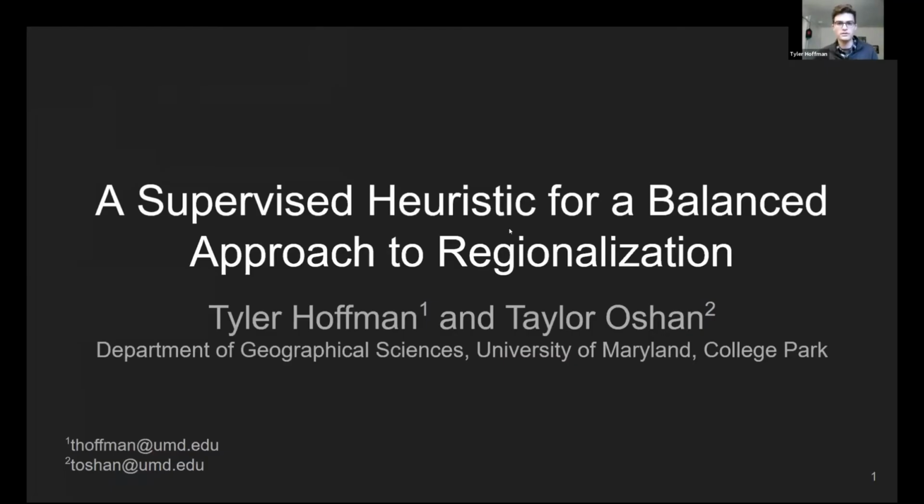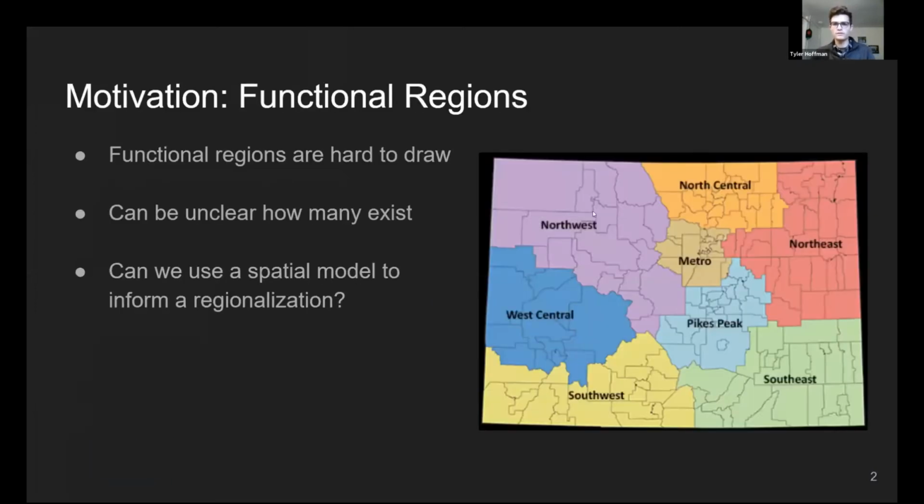My presentation is on a supervised heuristic for a balanced approach to regionalization. So I'd like to motivate this from two angles to start. The first being functional regions. These are regions that are clustered around simply a function or some sort of similarity. So you could be clustering based on how similar median income is in a bunch of areas, for example.